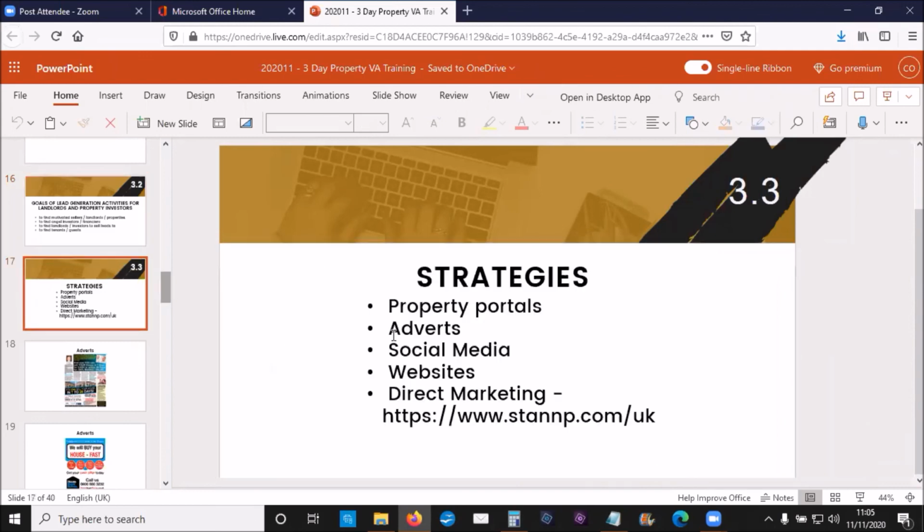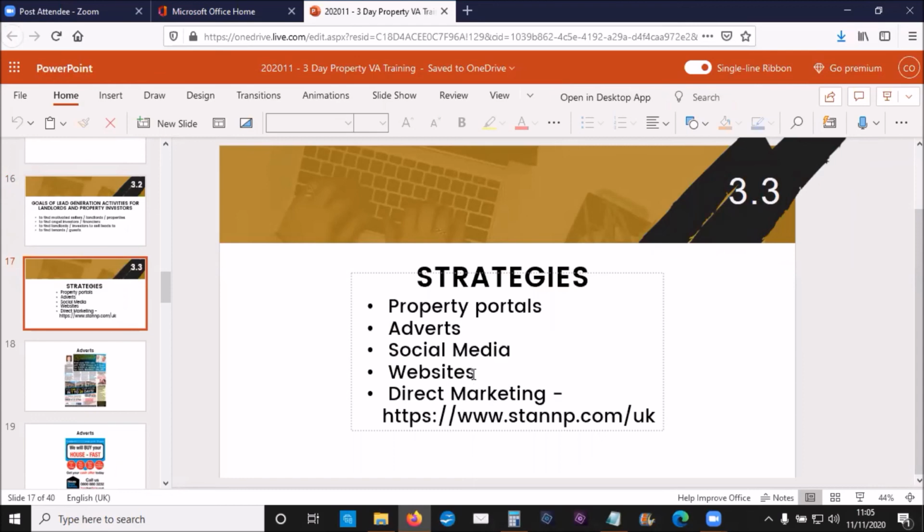Okay? The strategies that we have seen so far are using property portals. So I showed you Rightmove and Zoopla. We have seen examples of print adverts. We saw some examples of how you can find leads on social media by looking at and engaging with posts. We've seen how some property investors might have their own websites for generating leads.